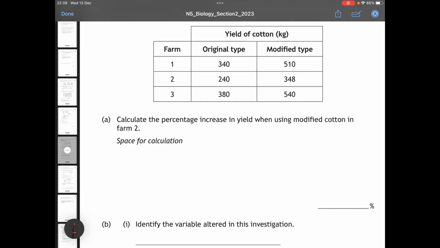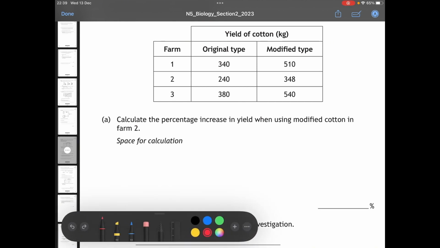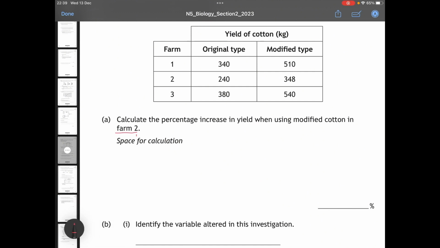Okay. So the tricky thing sometimes as well in biology is picking out the right numbers. We're only interested here, as you can see, and in the actual exam or the prelim, it sometimes helps to actually just underline the questions there. Okay, so let's get my pen working here. There we go. So it says farm 2. Okay, so we're only interested in the numbers, 240 and 348, and it's increased in yield when using modified cotton. So if you want to think of it as an arrow going that way, 240 going up to 348.